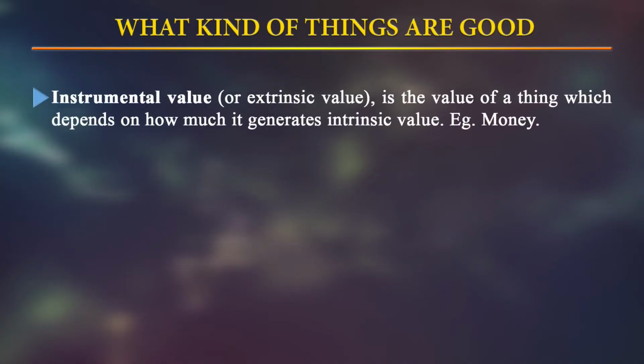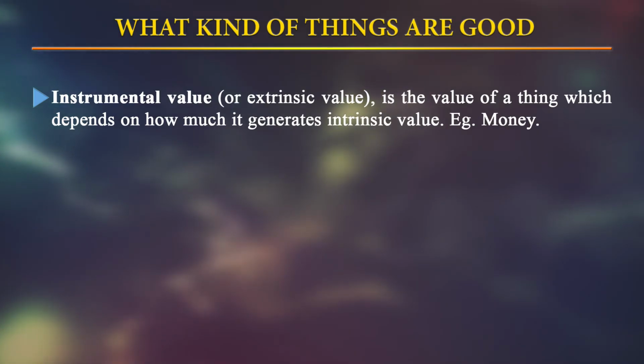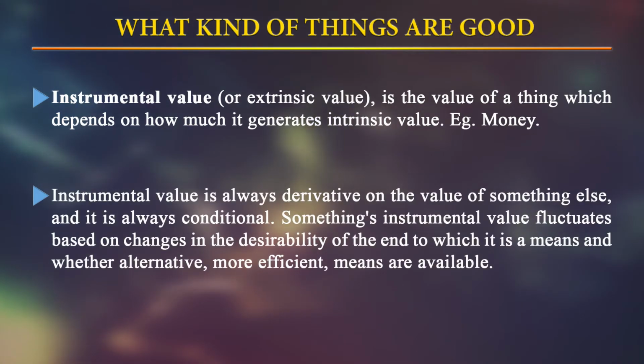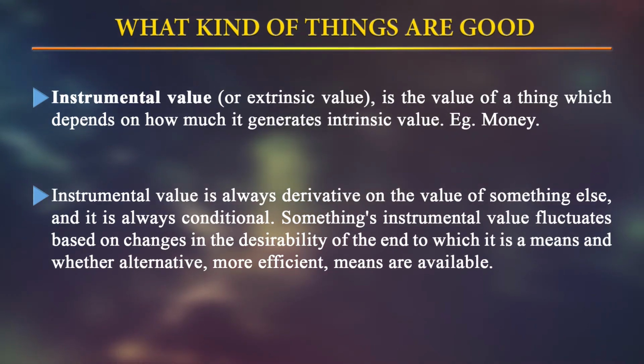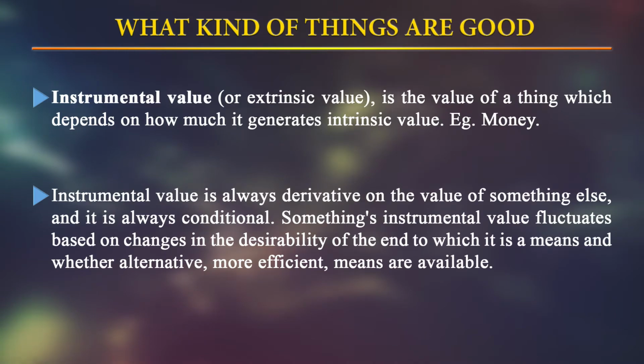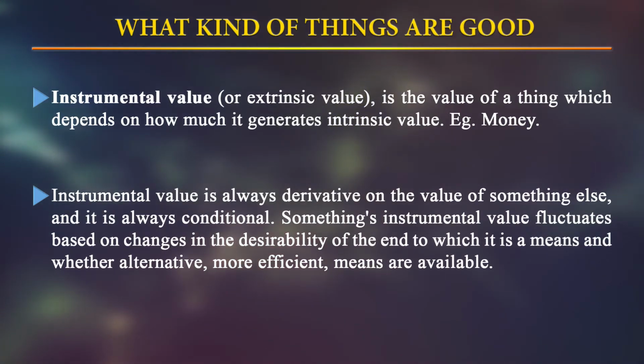Now let us look at the second type of value, that is the instrumental value or the extrinsic value. As we had already discussed, there are two types of values. One is the intrinsic value and the second one is the instrumental value or the extrinsic value. The instrumental value is the value of a thing which depends on how much intrinsic value it can generate. For example, money. The instrumental value is always derivative on the value of something else. It is always conditional. Something's instrumental value fluctuates based on the changes in the desirability of the end to which it is the means and whether alternative, more efficient means are available. So the instrumental value of a particular commodity can go down if a better thing comes up.